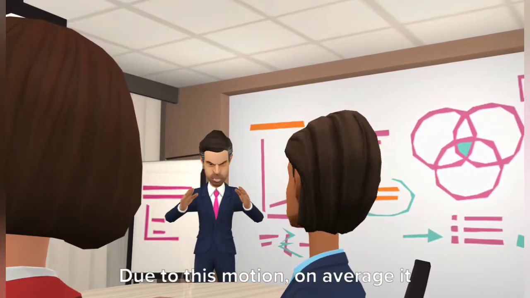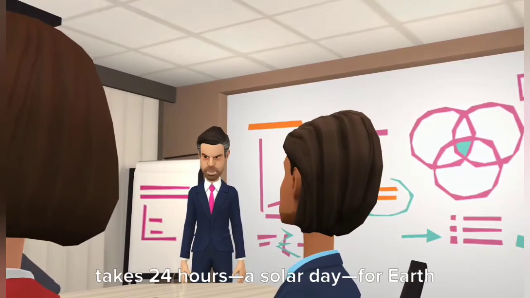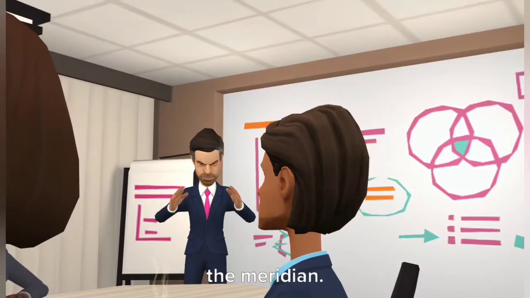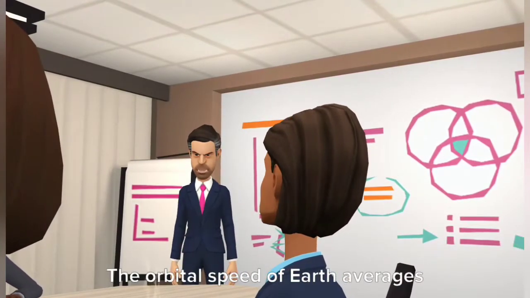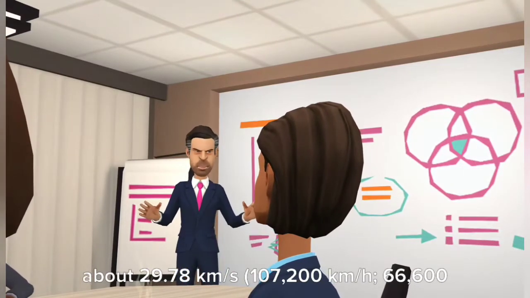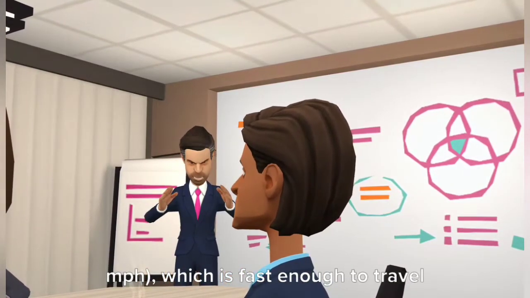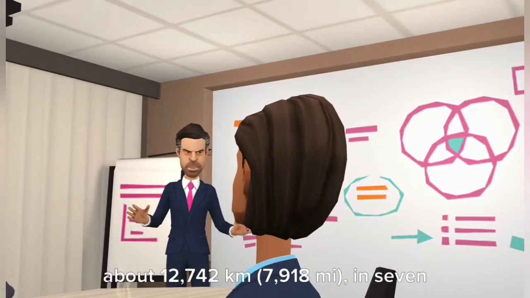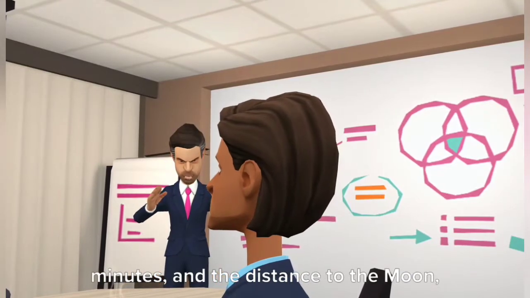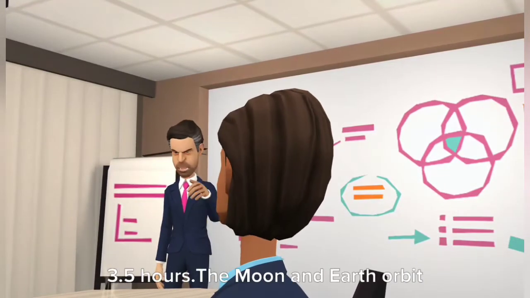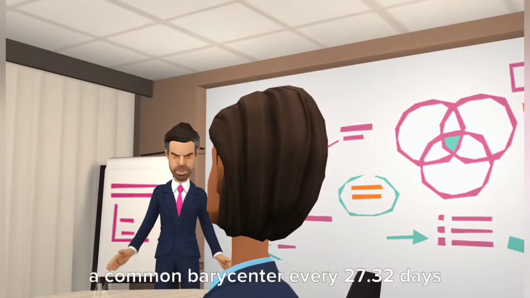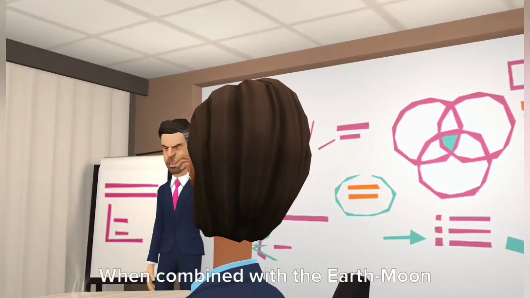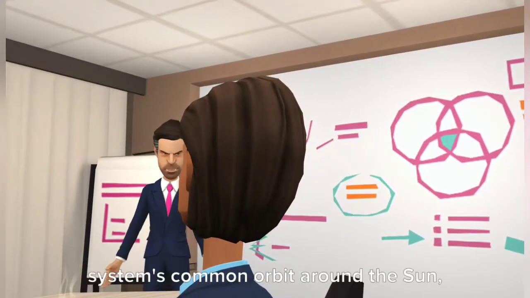Due to this motion, on average it takes 24 hours, a solar day, for Earth to complete a full rotation about its axis so that the Sun returns to the meridian. The orbital speed of Earth averages about 29.78 km/s, 107,200 km per hour, 66,600 miles per hour, which is fast enough to travel a distance equal to Earth's diameter, about 12,742 kilometers, 7,918 miles, in 7 minutes, and the distance to the Moon, 384,000 kilometers, 239,000 miles, in about 3.5 hours.